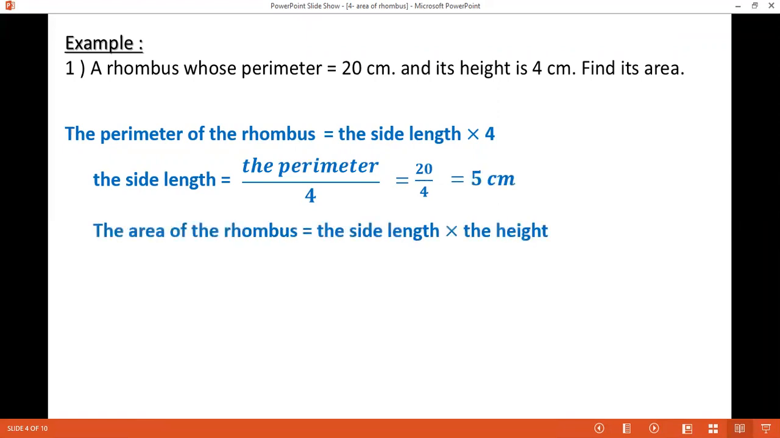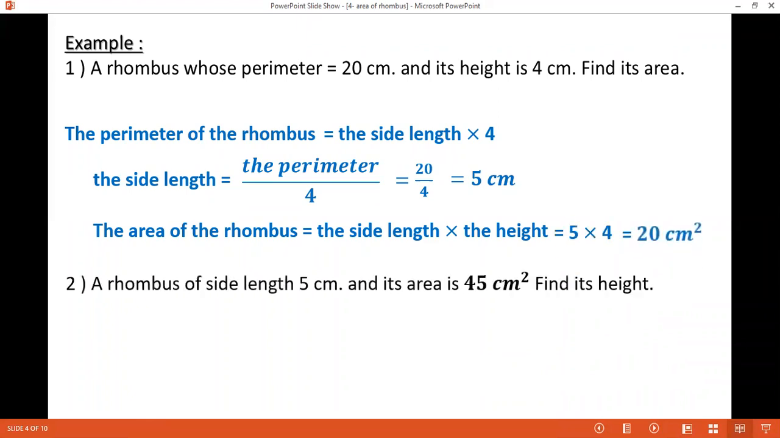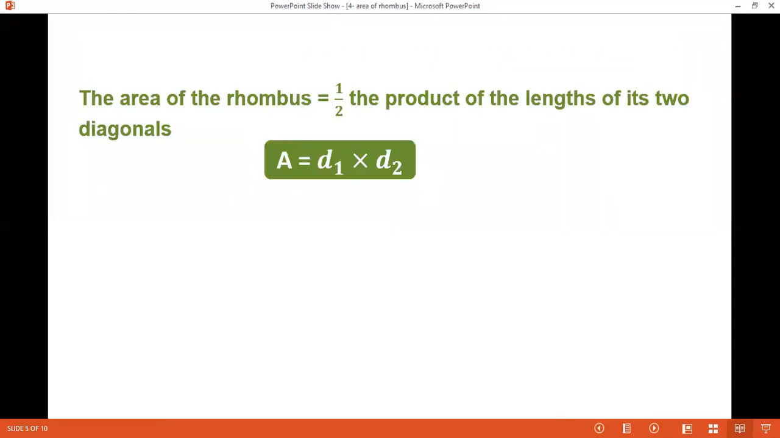So I have the length 5 centimeters and the height 4 centimeters. So side length by height equals what? 20 square centimeters, of course. A rhombus of side length 5, its area is 45, so I have the area and I have the side length. So I'm going to divide the area by the side length. The answer will be 45 divided by 5, and the answer will be 9 centimeters.